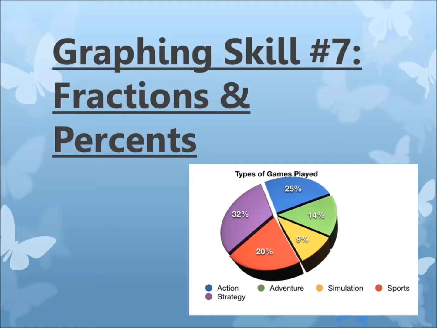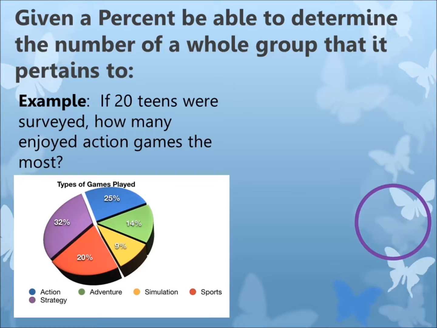Graphing skill number 7, percents and fractions. So this is the hardest one that we've done. Okay, so if I give you a percent, you need to be able to determine the number of people in a group that it pertains to.